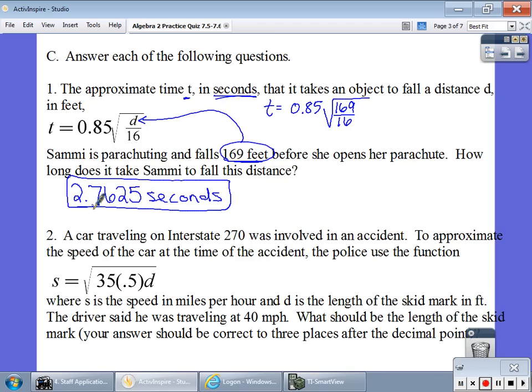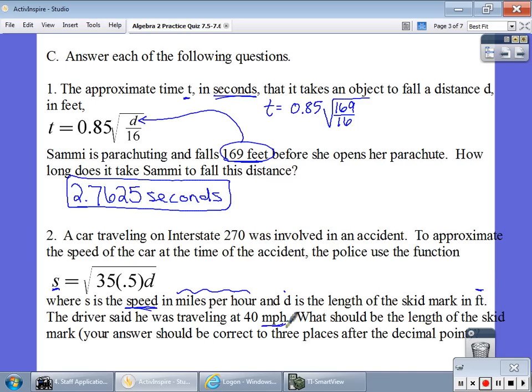Now, a car traveling on Interstate 270 was involved in an accident. To approximate the speed of the car at the time of the accident, the police used this function. S is the square root of 35 times 0.5 times d, where S is the speed in miles per hour and d is the length of the skid mark in feet. That's important to remember. Speed, S, is in miles per hour, and d is the length of the skid mark in feet.